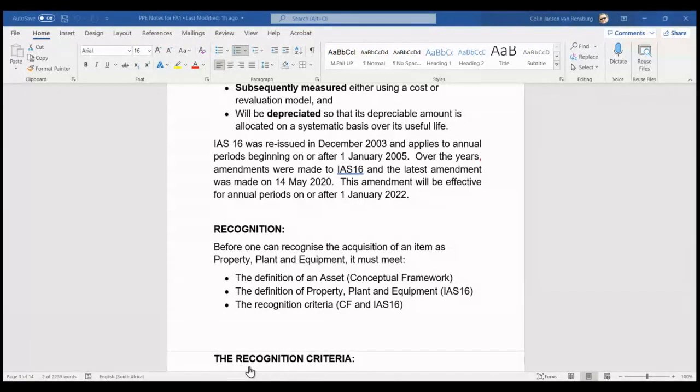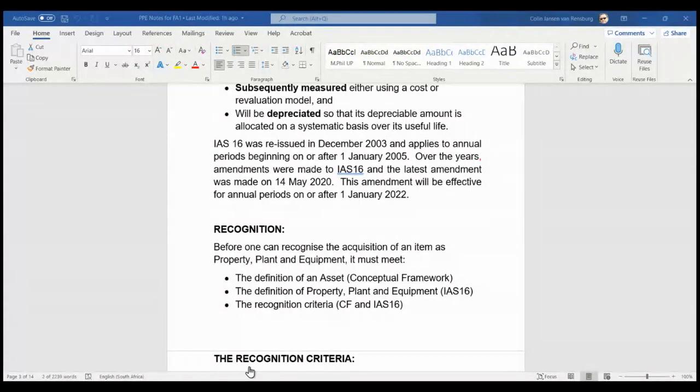Those were your fundamental qualitative characteristics and your enhancing qualitative characteristics, right? You remember that? And then the conceptual framework went further. They said that your recognition criteria, before you actually recognize or record an item in your books of account, you must make sure that it at least complies with the fundamental qualitative characteristics. Now, can you remember what were those two fundamental qualitative characteristics?